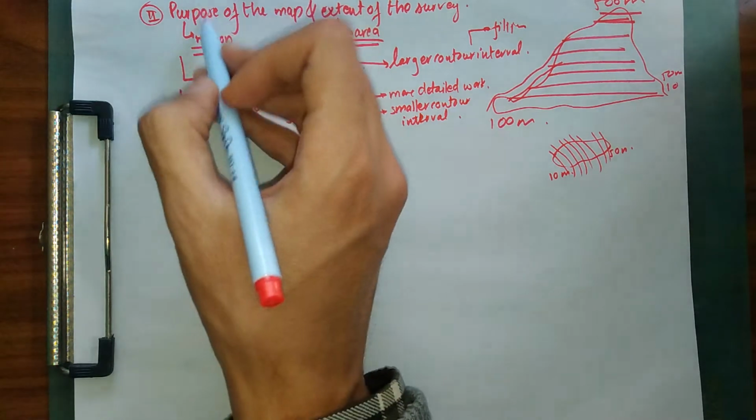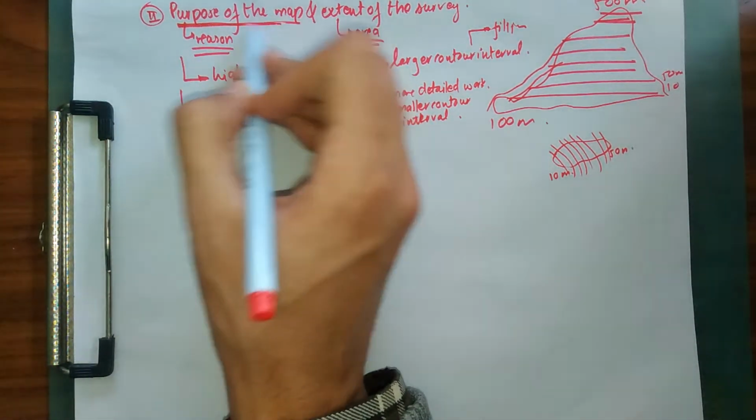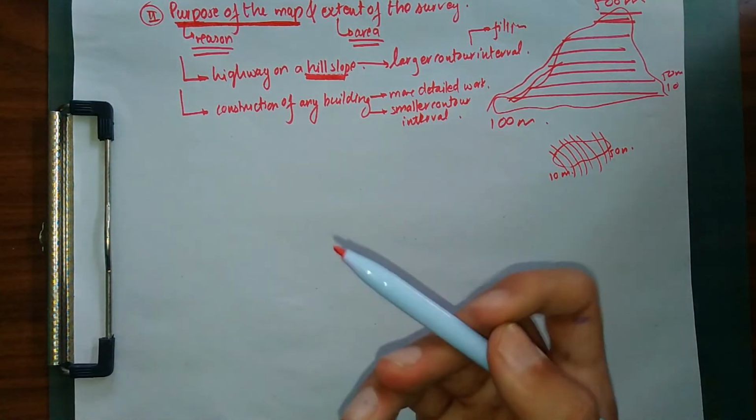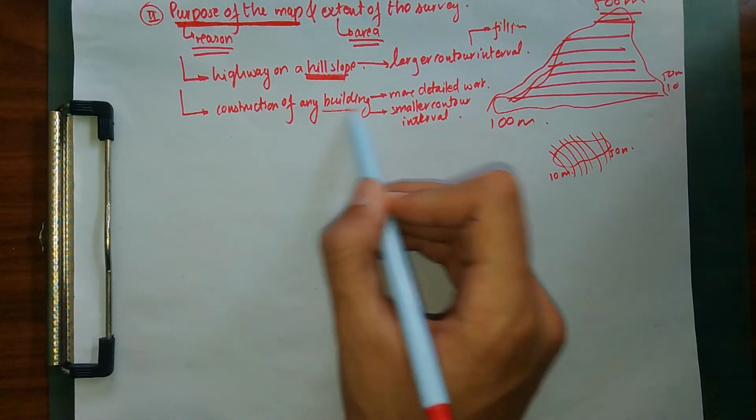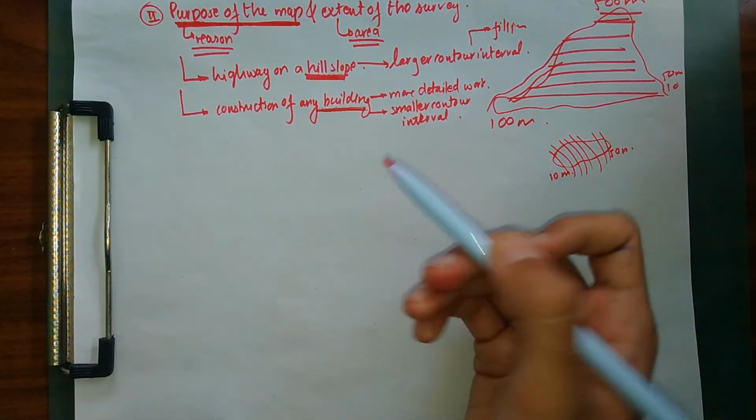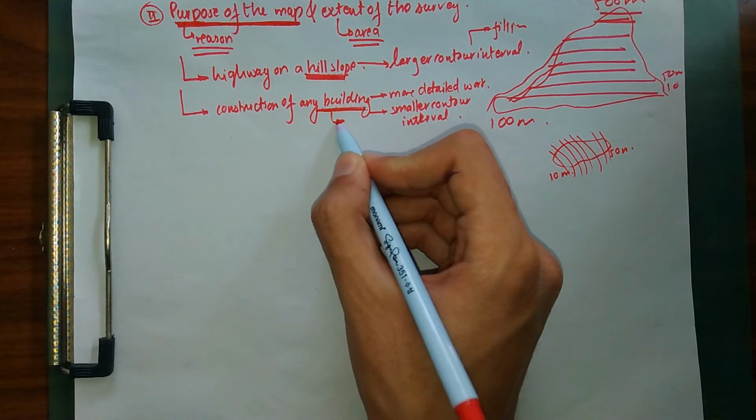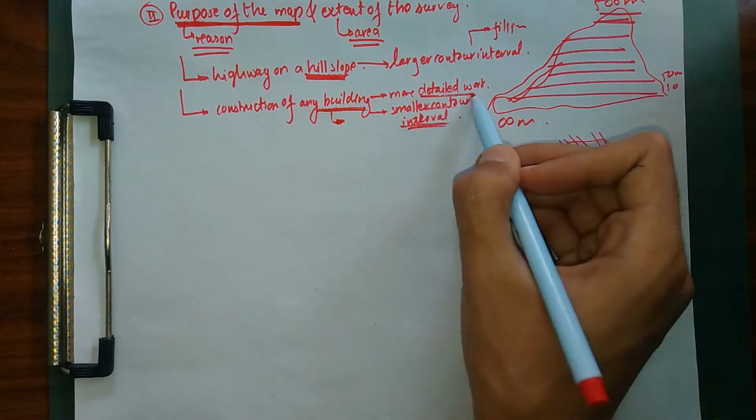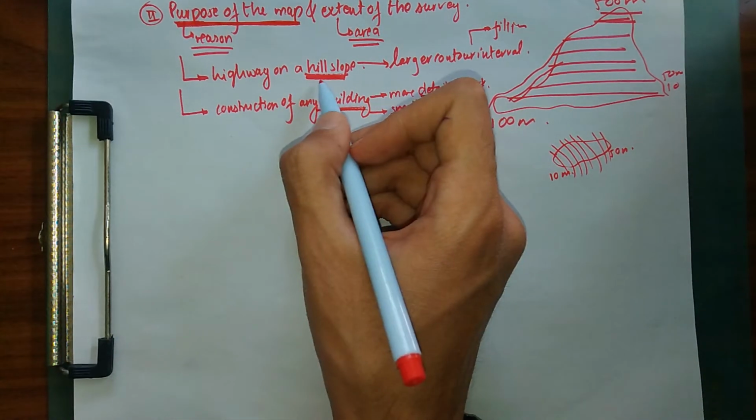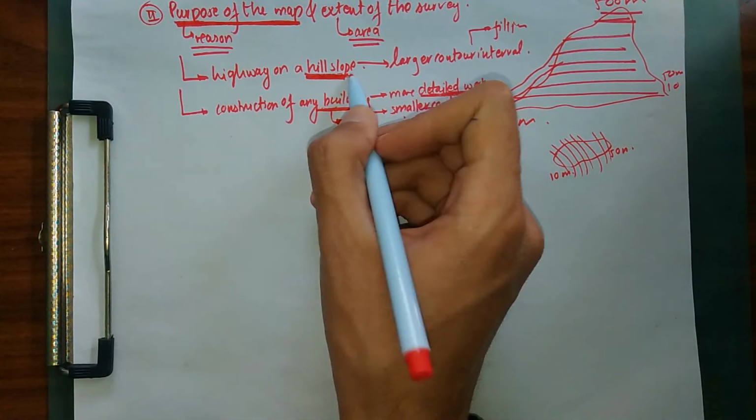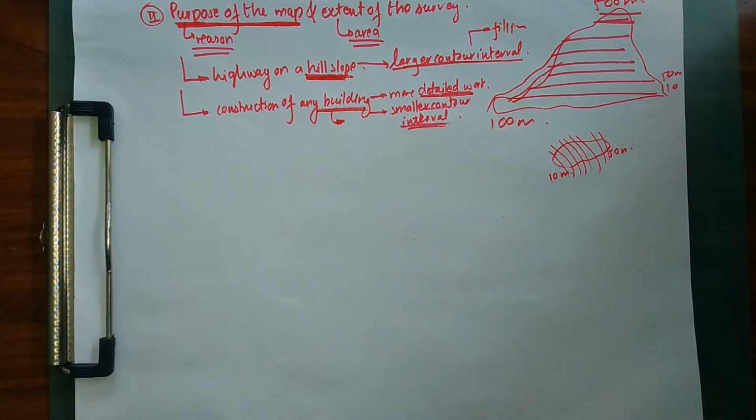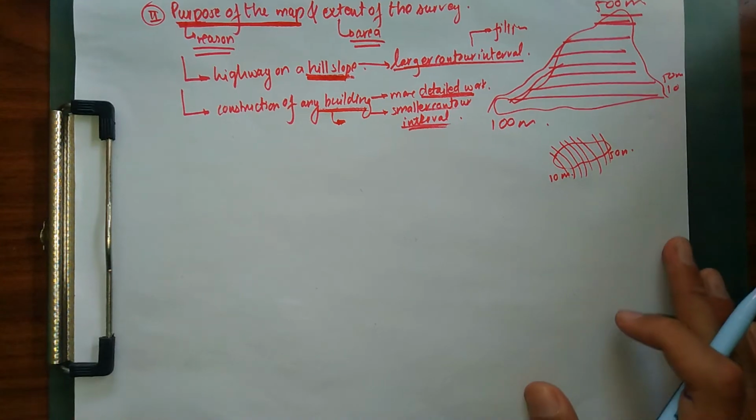So to simply sum up the purpose of the map, it simply means why we are going to use the map. If we were to use our map for detailed work, such as construction of buildings, schools, or hospitals, in such cases we are going to use a small contour interval, because we'll need more detailed work. Whereas if we are constructing, let's say, a highway on a hill slope, in that case we can use a larger contour interval, because we don't need such a detailed and precise map.